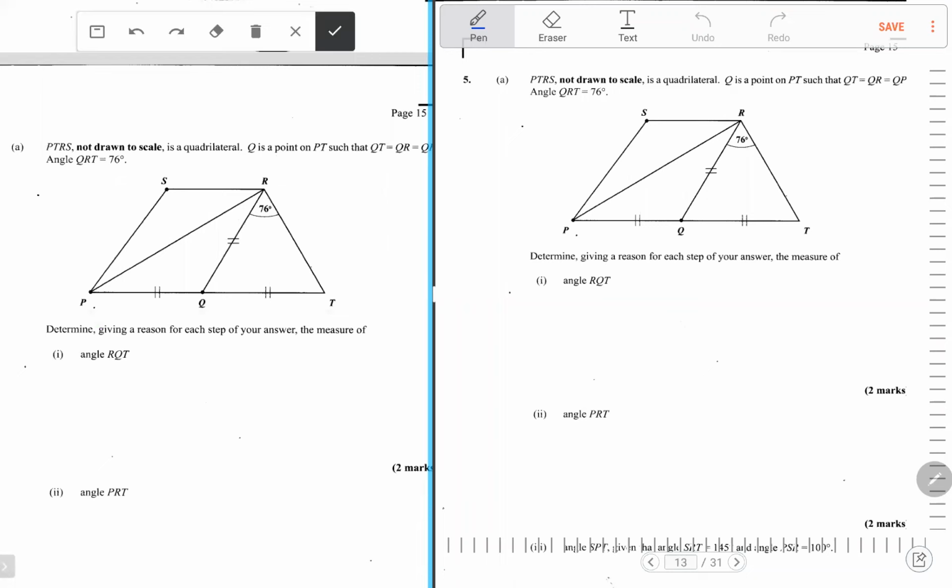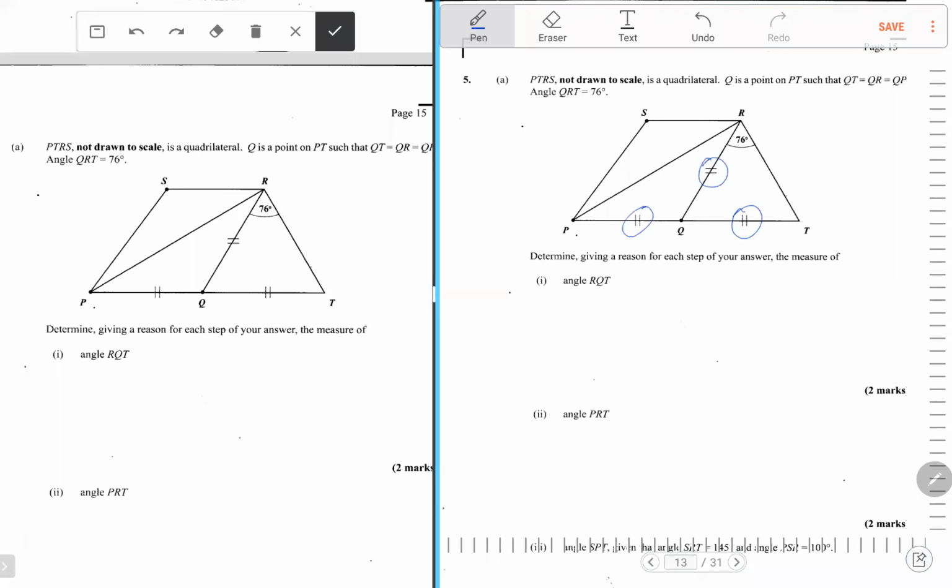This question says PTRS not drawn to scale, which means that you cannot put a protractor or a ruler on it. You cannot go by how anything looks. You have to go by your calculation. It's a quadrilateral. It says Q is a point on PT such that QT equals QR equals QP, and that is shown by these marks. So these marks mean that those sides are equal.